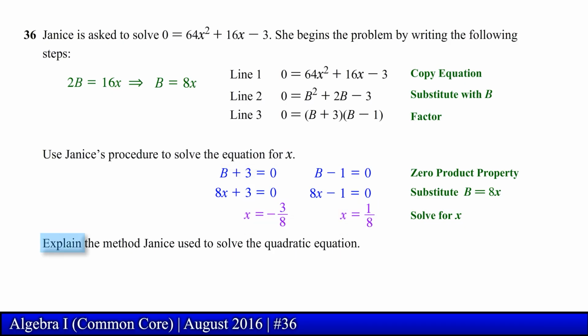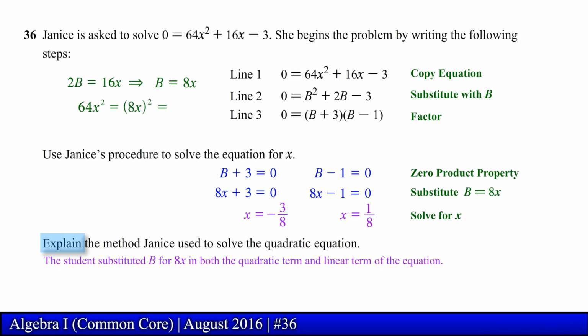Next, we need to explain the student's method for solving this quadratic equation. The student essentially substituted b for 8x in both the quadratic term and linear term of the equation. Notice that 64x squared can be written as the quantity 8x squared. When b is substituted for 8x, we obtain b squared. Likewise, the linear term 8x gets replaced with b.